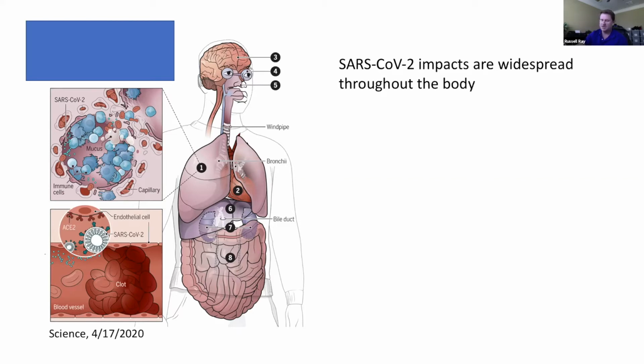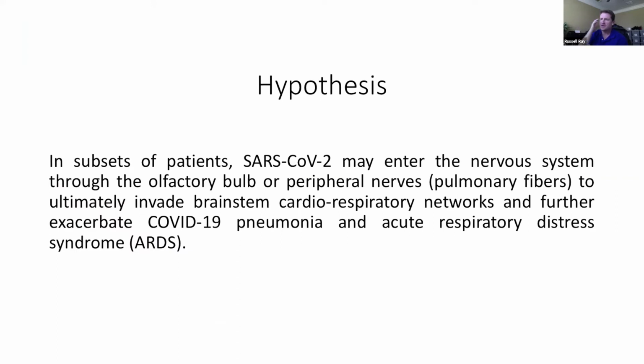So we are hypothesizing that in subsets of patients, SARS-CoV-2 may enter the nervous system through the olfactory bulb, which people have been speaking about. You've heard, I'm sure, all the anecdotal reports about anosmia and ageusia, but also through peripheral nerves, say through the pulmonary fibers, to ultimately invade the brainstem cardiorespiratory networks and further exacerbate COVID-19 pneumonia and acute respiratory distress syndrome.